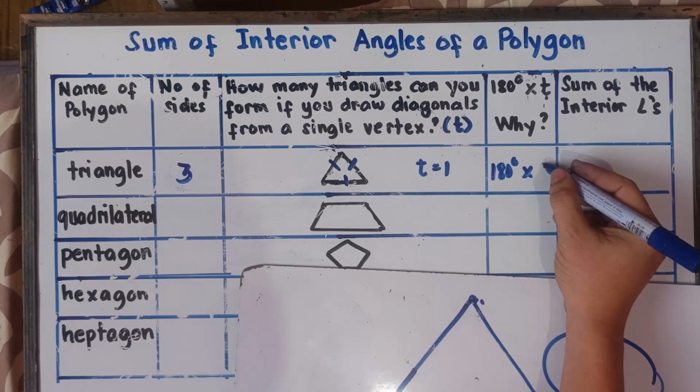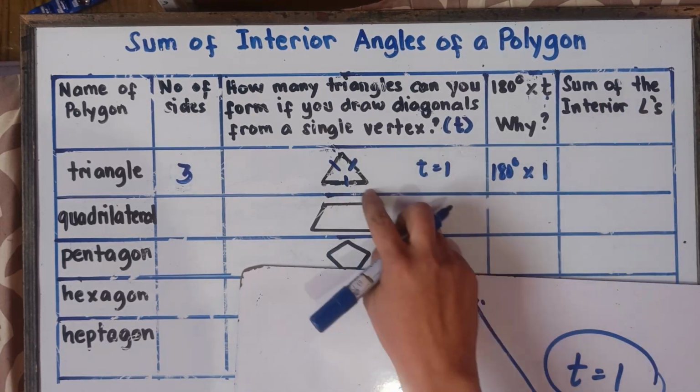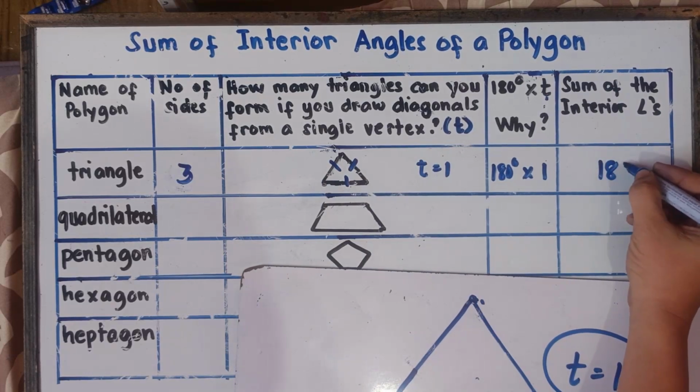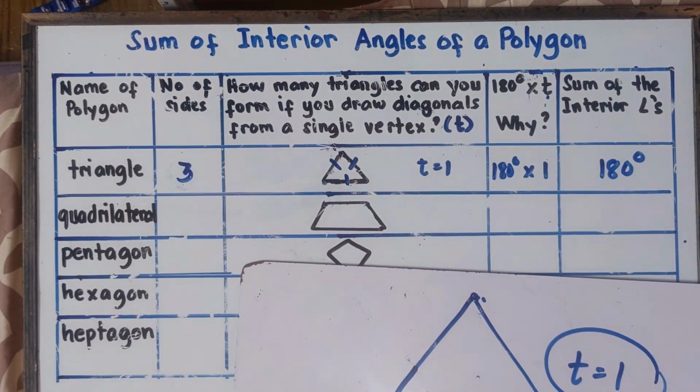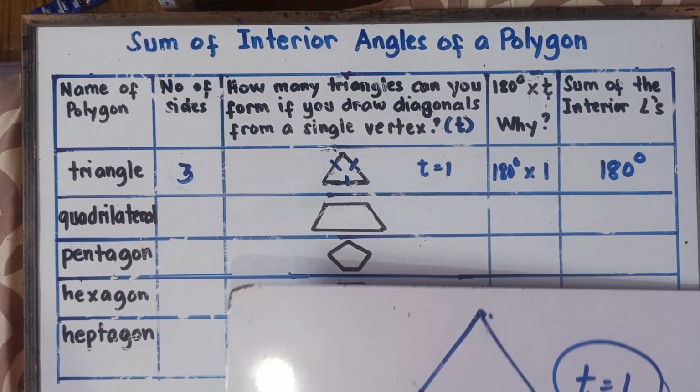So 180 degrees times 1. The sum of these interior angles would be equal to 180 degrees. And that would be our answer, class, 180 degrees. The sum is equal to 180 degrees.